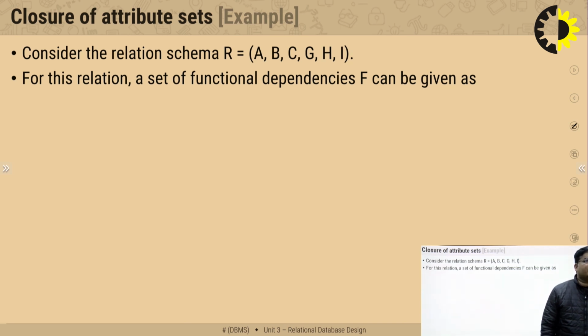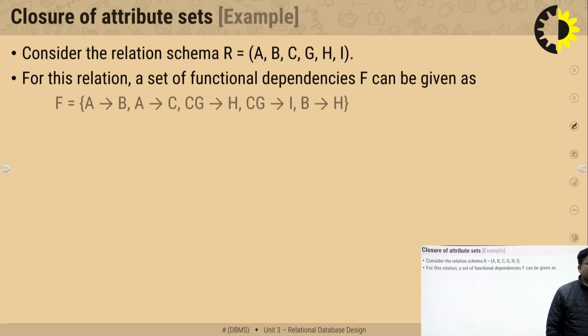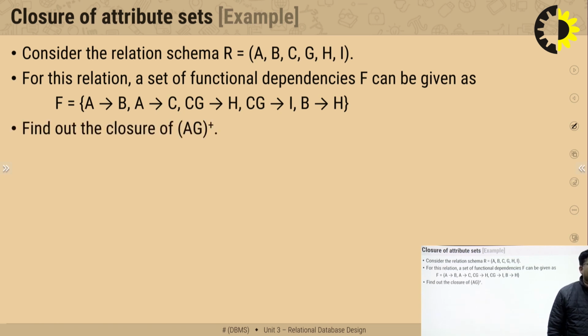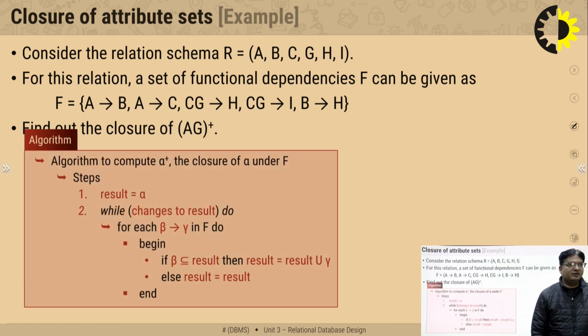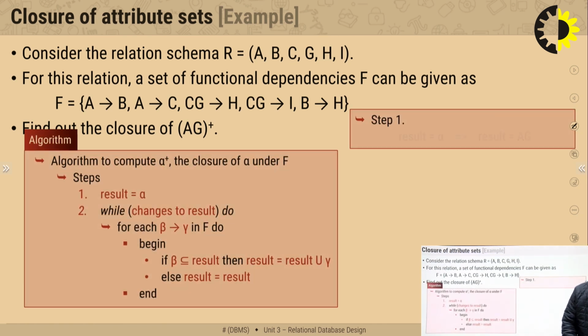Consider the following relation R having the attributes A, B, C, G, H, I. For this relation, a set of FDs are given. A determines B, A determines C, CG determines H, CG determines I, and B determines H. Now we need to find the closure of AG plus. So initially, how to find it out? Step number 1, result equal to AG.